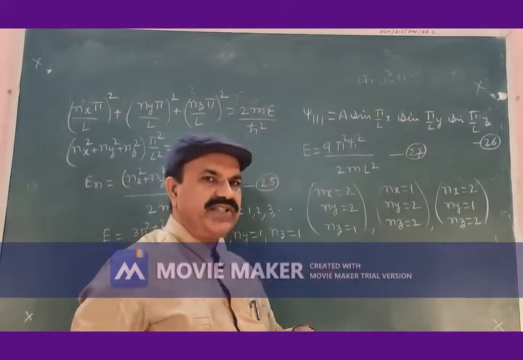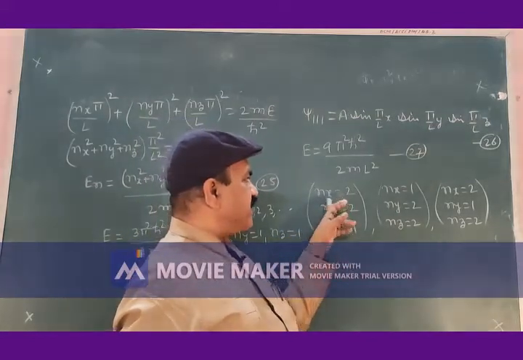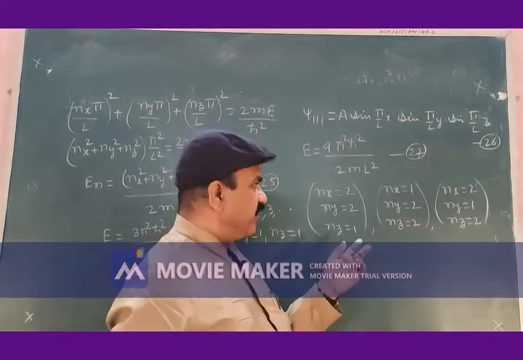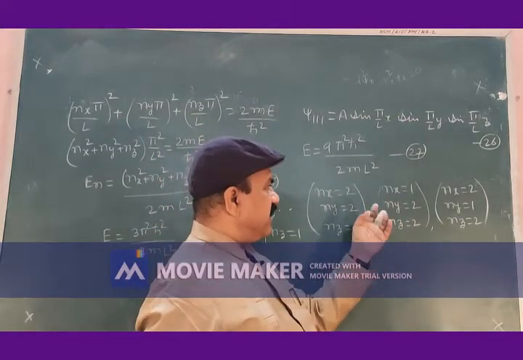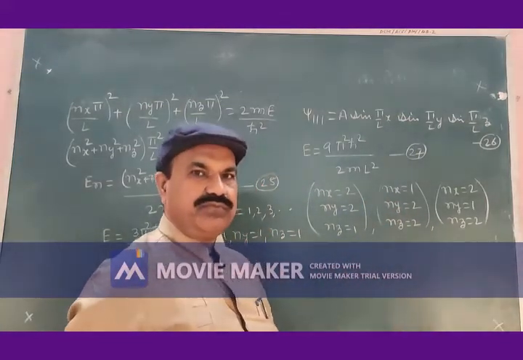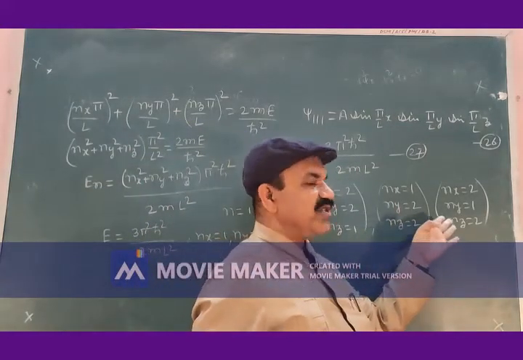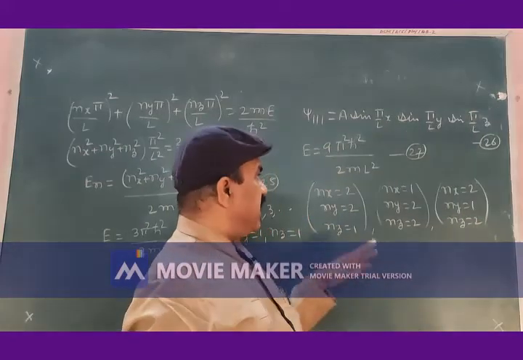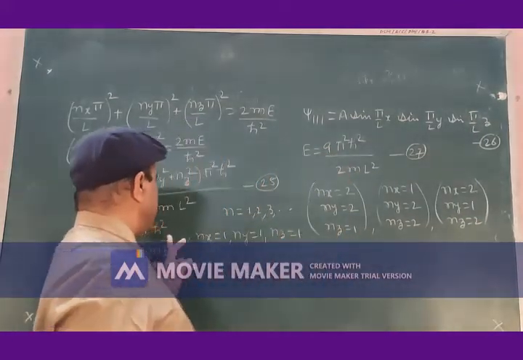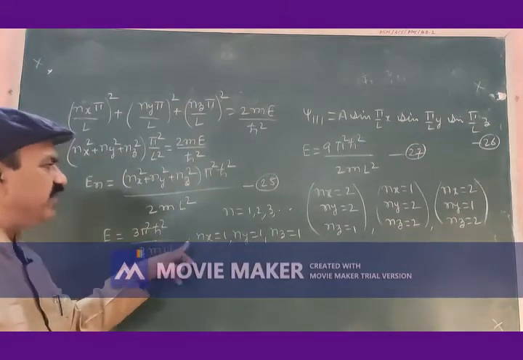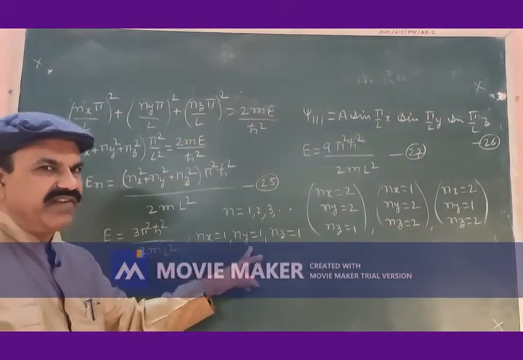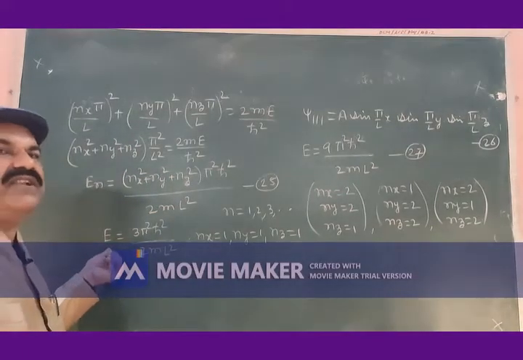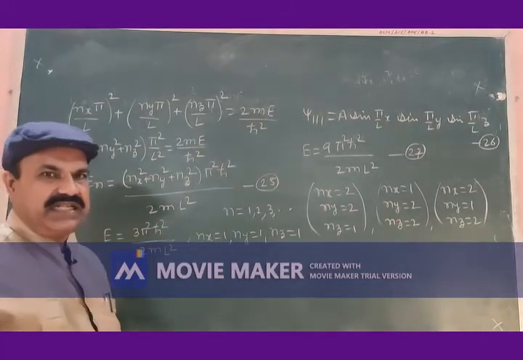There are three possibilities. Either Nx is 2, Ny is 2, Nz is 1. One possibility. Other possibility, Nx 1, Ny 2, Nz 2. The third and last possibility, Nx 2, Ny 1, Nz 2. It means that here also this energy is corresponding to three quantum numbers, Nx, Ny, Nz. But these are same. This energy corresponds to that energy level which is non-degenerate.